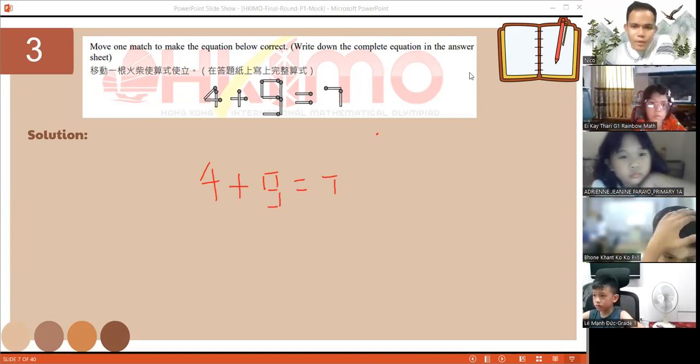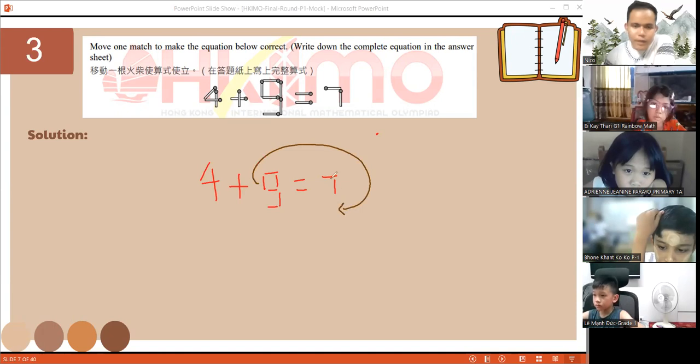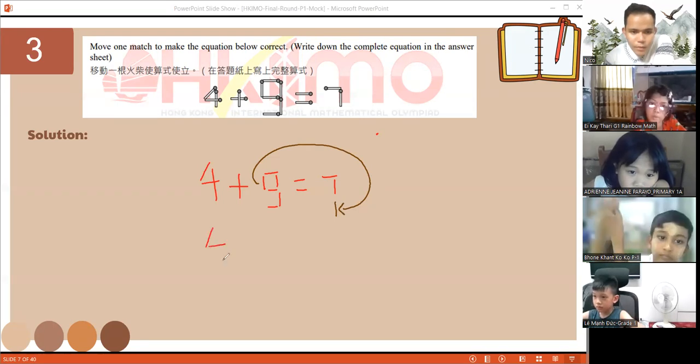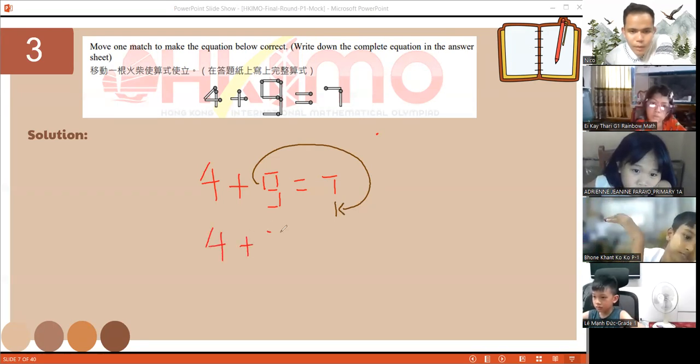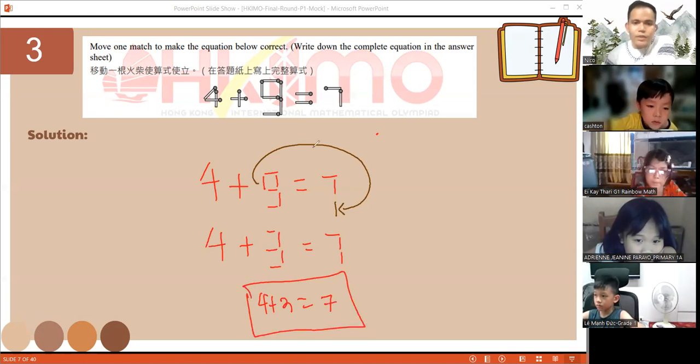So let's say we use color brown. We transfer this matchstick here. So that's why we put it like that. So what will happen here is that it will look like 1, 2, 3, then 1, 2, 3. The 9 is 3. So this is 4 plus 3 is equal to 7. So this is 7, our final answer. Again, you should write the whole equation. Okay, whole equation.